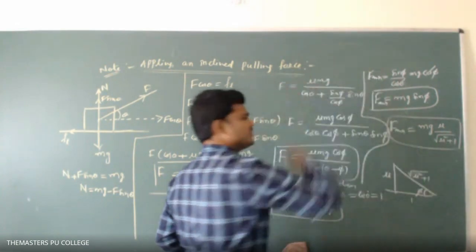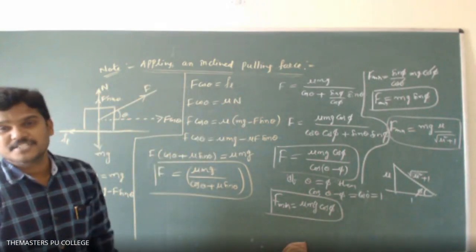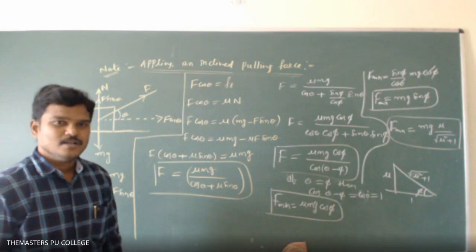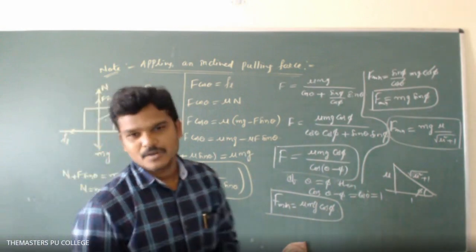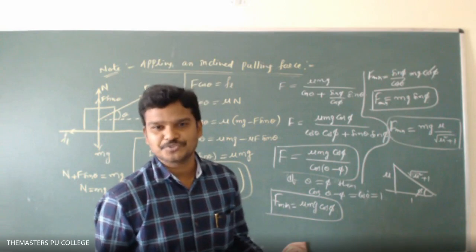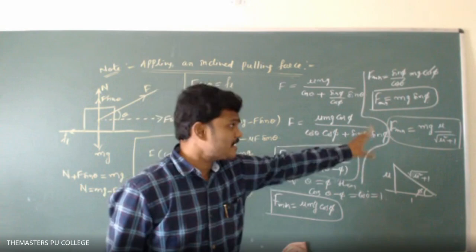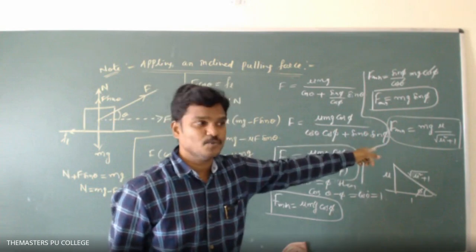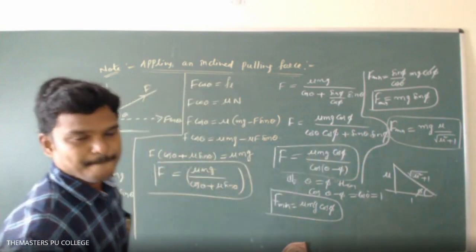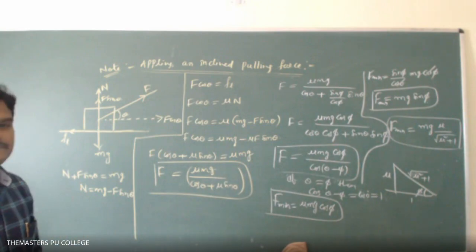In one of the papers they gave that option. You remember this: they gave mu mg by root of mu square plus 1. Suppose they give the mu value and the m value and ask you to find the minimum force. If we remember this formula, we can find it directly, without angles, the minimum force. So keep all these different forms.